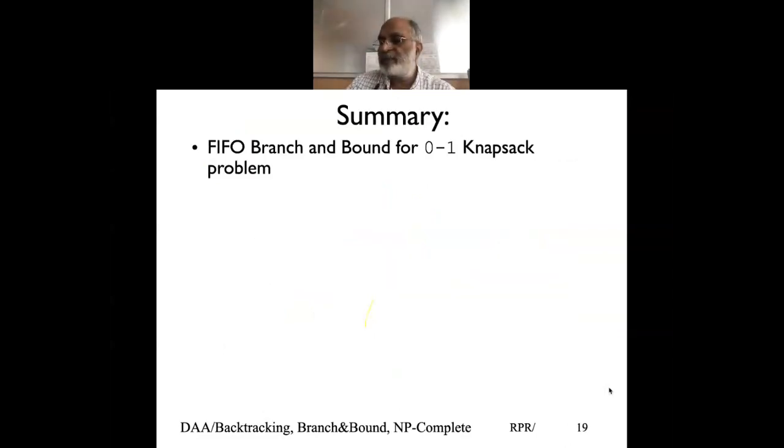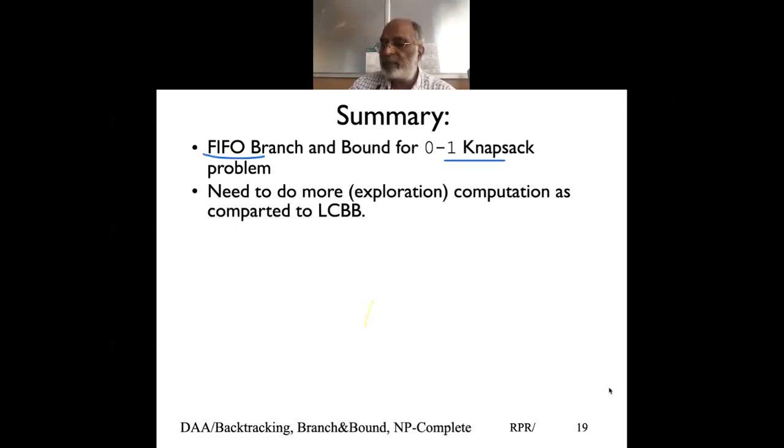So essentially for knapsack, we looked at FIFO branch and bound, and last class we looked at LC branch and bound. And the only thing is, in LC we do more computation per node. Here we do less computation per node, but we explore more number of nodes. And that's the trade-off we need to make. So with that, we are done with branch and bound.